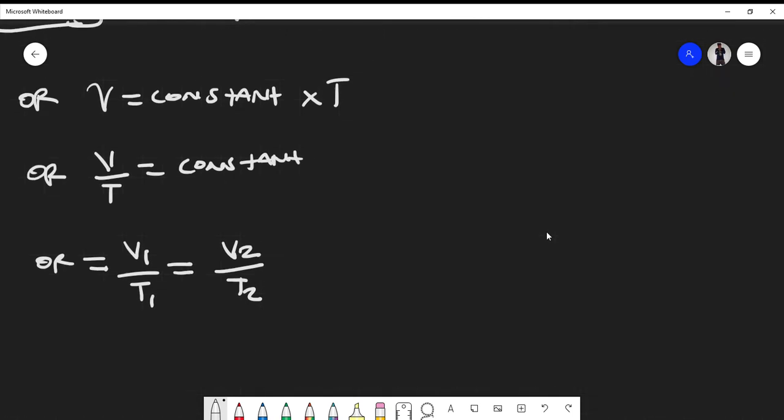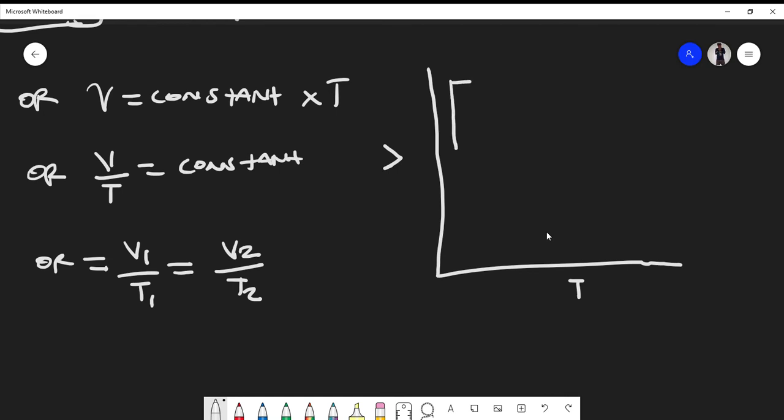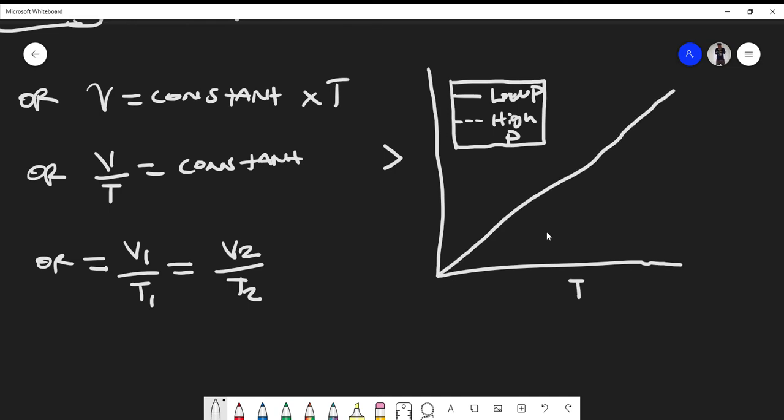So if we look at a graph of Charles' law, similar to what we did for Boyle's law, we have temperature on the x-axis and some arbitrary value on the y-axis, and we could represent a solid line with low pressure, so low P, and a dotted line as high P. All right, so essentially on a graph, we should expect it to look like this. Here's my low pressure with a dotted line, and I have high pressure with a solid line, and these are what we call isobars.